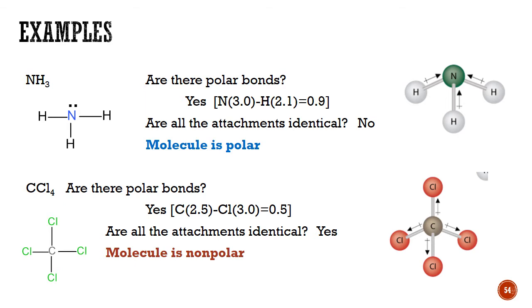Now look at the next molecule, CCl4, carbon tetrachloride. Are there any polar bonds? Well, yes. For the CCl bond, Cl is 3.0, C is 2.5, so subtract them, you get 0.5. They're just barely polar, but they are polar. So yes, there are polar bonds. Now, are all the attachments identical? Yes, because each bond on the carbon is bonded to a chlorine. So CCl, CCl, all 4 are identical, which means they cancel each other out, and your overall molecule is not polar.